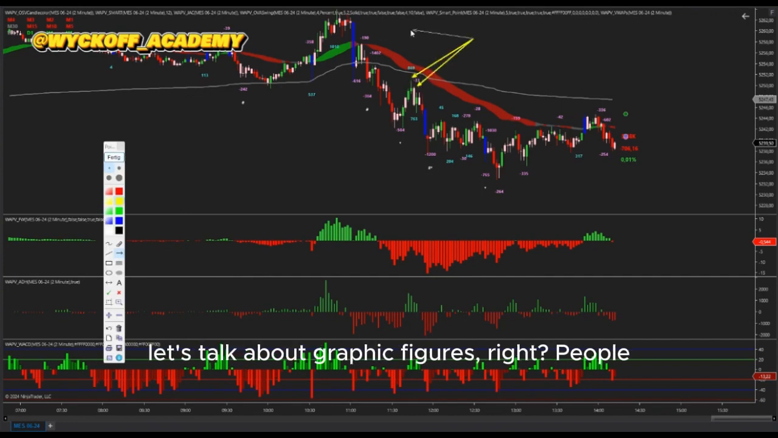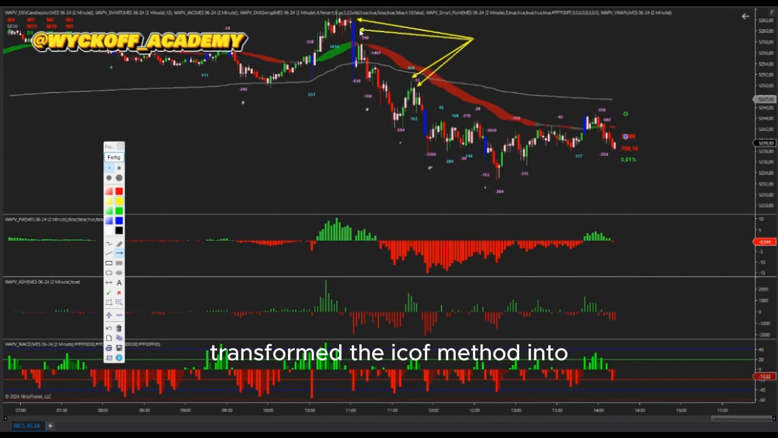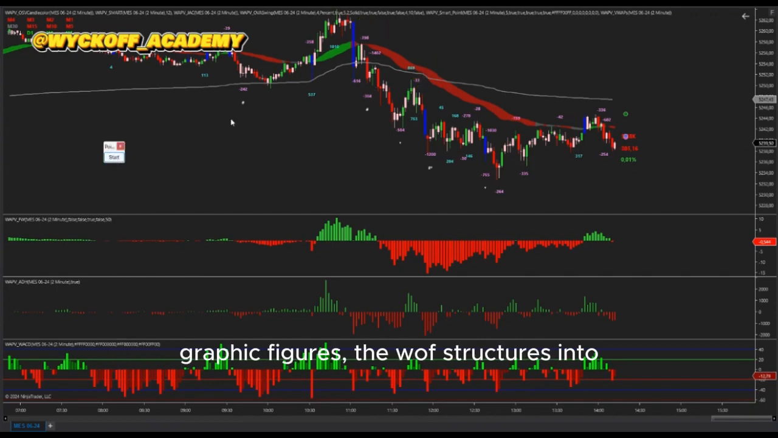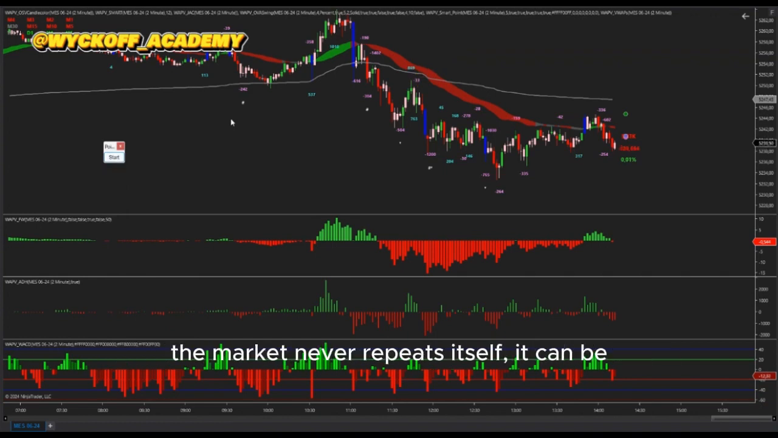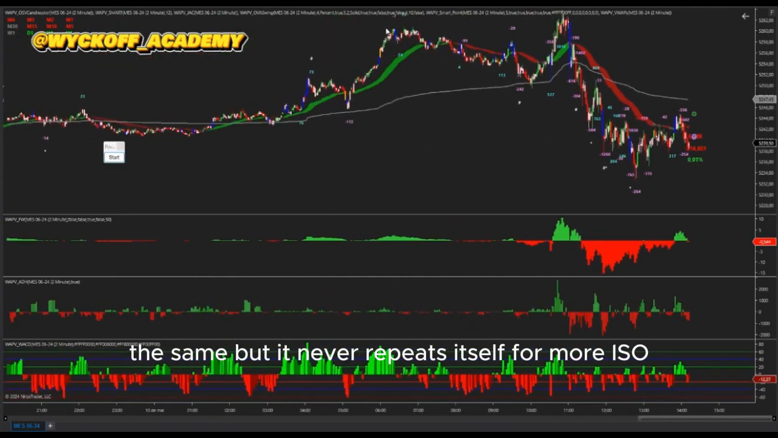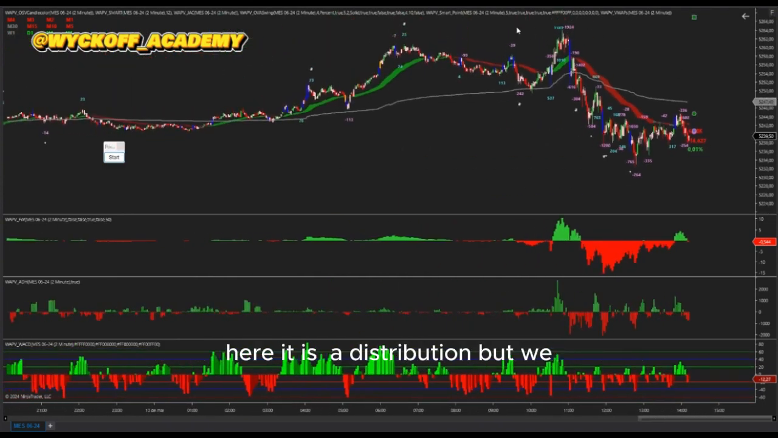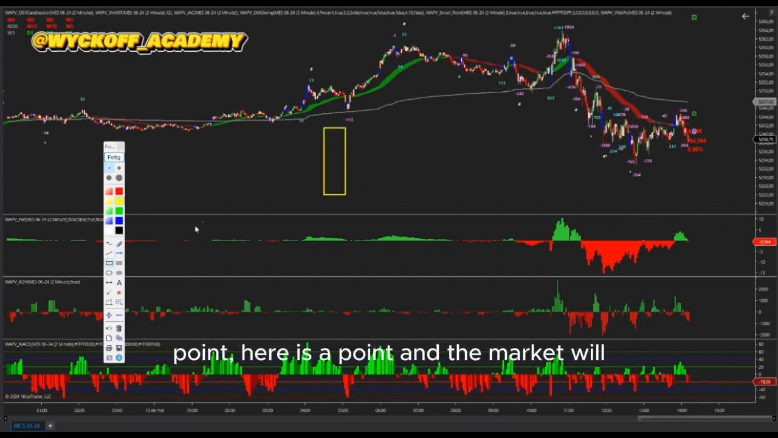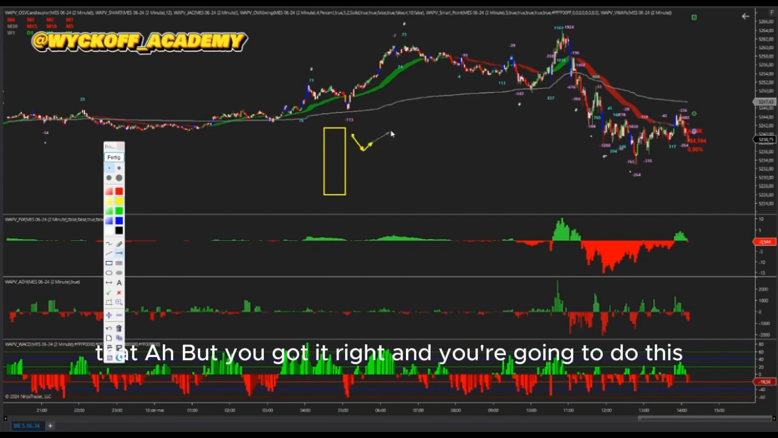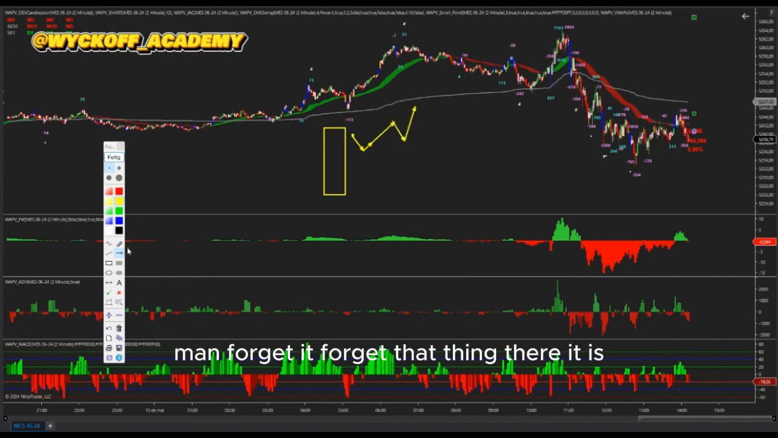Let's talk about graphic figures, right? People transform the Wyckoff method into graphic figures, the VWAP structures into graphic figures, and the market is not a graphic figure. The market never repeats itself. It can be the same, but it never repeats itself. Here it is a distribution, but we were able to see, right? Would you have the courage to enter because you can see the basis here where things are happening, so you can enter? You are not guessing at anything. Here is a point. Here is a point, and the market will do it. This is going to do, this is going to do that. But you got it right, and you're going to do this. Man, forget it. Forget that thing. There it is.